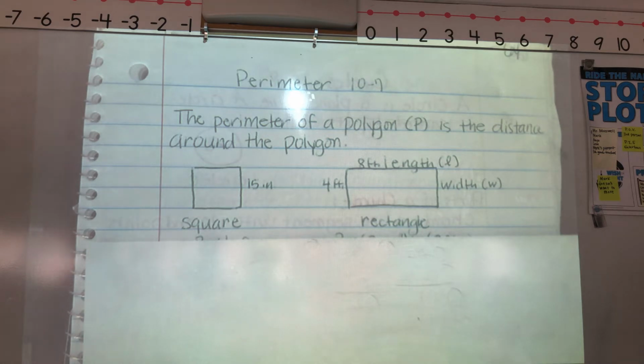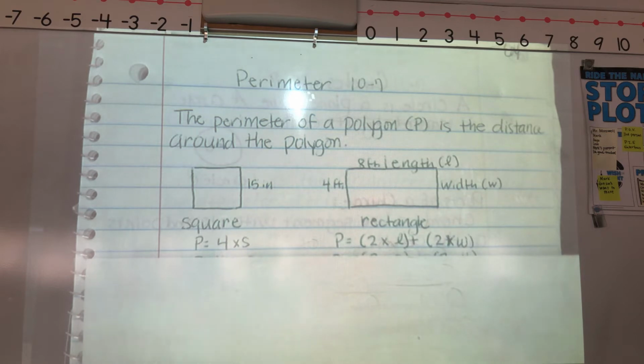Now, since we can't multiply the same way we did with the square, our formula is going to look a little bit different. If you take a look at the square formula, 4 times the side. That's all we had to do. We can't do that on a rectangle since we don't have 4 congruent sides.